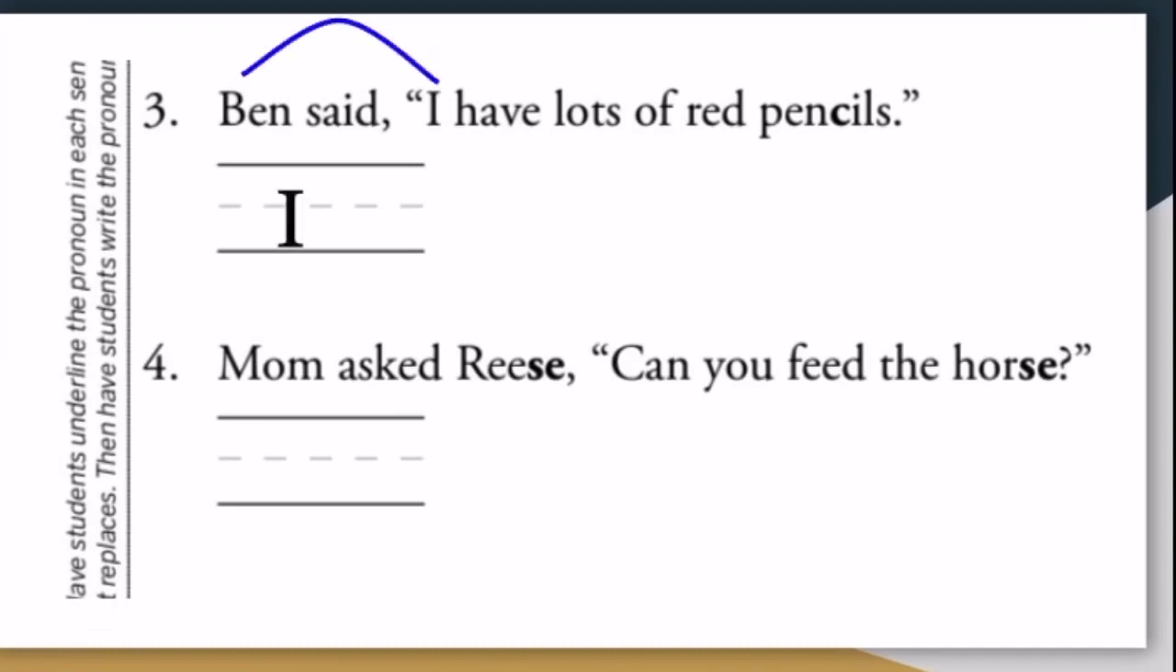Right, so we're going to draw an arrow from I to Ben because this is telling you what Ben said. Because Ben's talking about himself, he said I. So we're going to write the word I on the line.